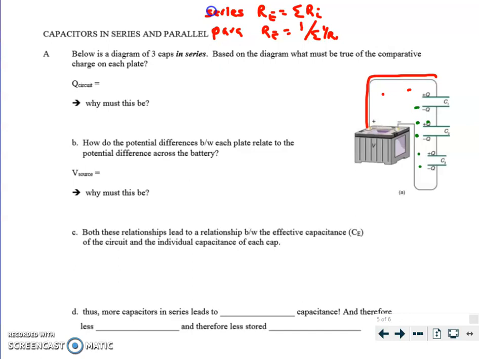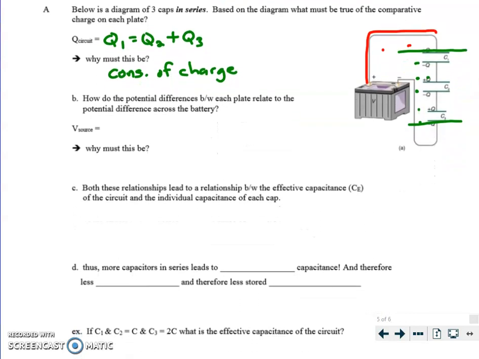So regardless of capacitance, we see that the Q of the circuit is simply equal to the Q in each capacitor. They don't add together. What you've got is essentially one big parallel plate broken into little chunks where each one has to have the same charge. So why must this be? That's really just conservation of charge. It would not make sense to have more charge on one plate than the other because there'd be an imbalance between that attraction and repulsion, and it would adjust itself.